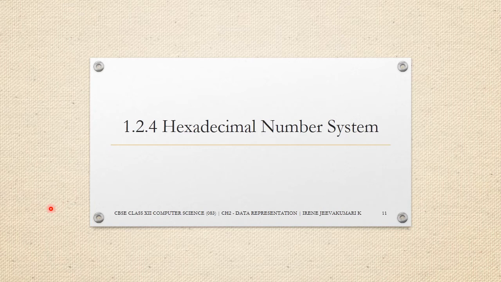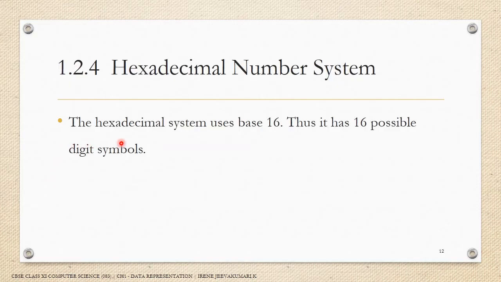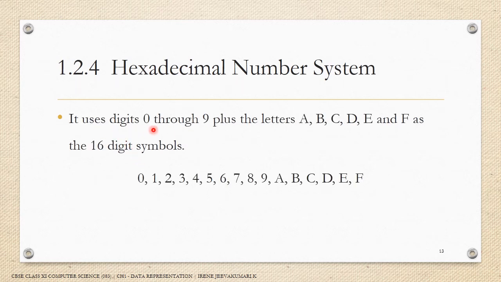Hexadecimal number system. The hexadecimal number system uses base 16. Thus, it has 16 possible digit symbols. It uses digits 0 through 9 plus the letters A, B, C, D, E and F as the 16 digit symbols. So, the symbols are 0, 1, 2, 3, 4, 5, 6, 7, 8, 9 and the letters A, B, C, D, E and F.